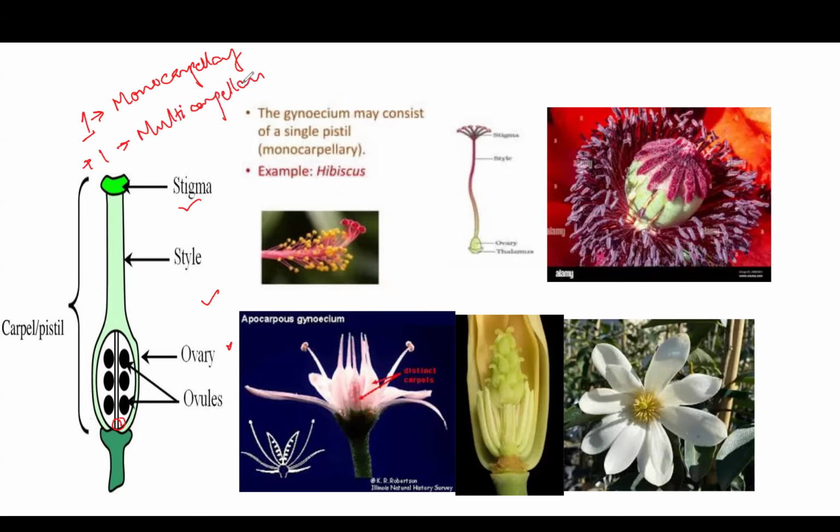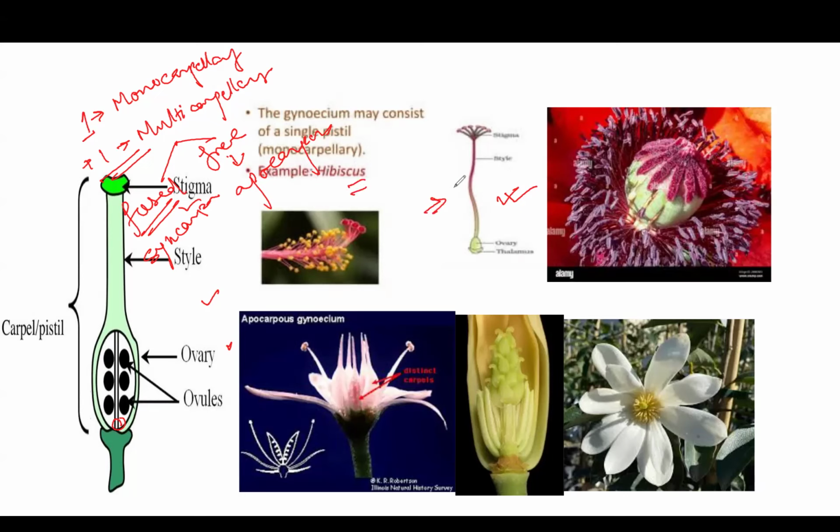Now, this multicarpellary can be of two types. It can be fused and it can be free. If it is fused, I say it is syncarpous, and if it is free, I'll say it is apocarpous. So now, if you see, this is a monocarpellary that I have. Usually I find it in the hibiscus flower. So this is the one that I have extracted from a hibiscus flower. So this is a monocarpellary.